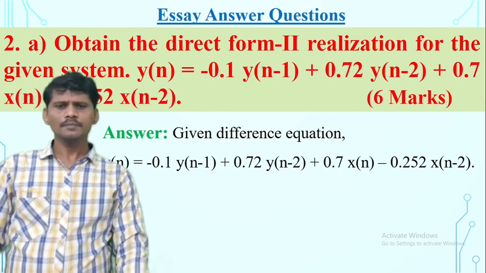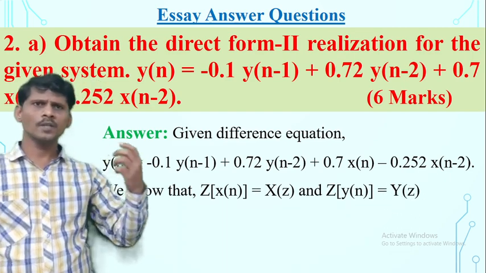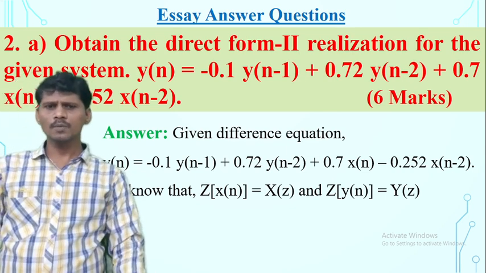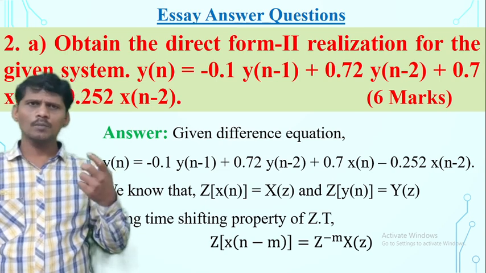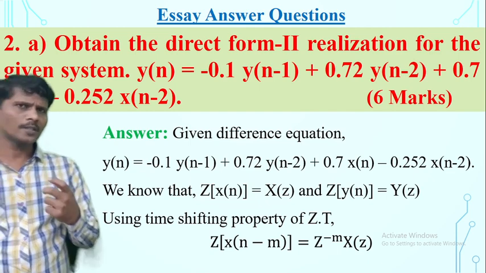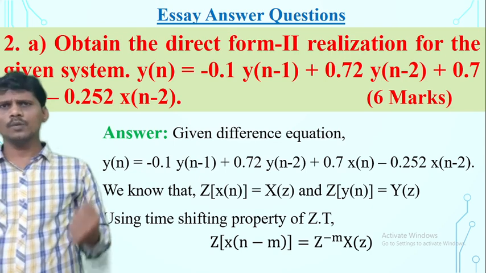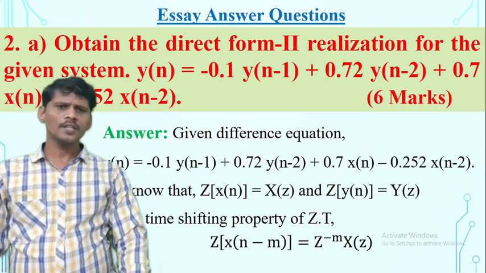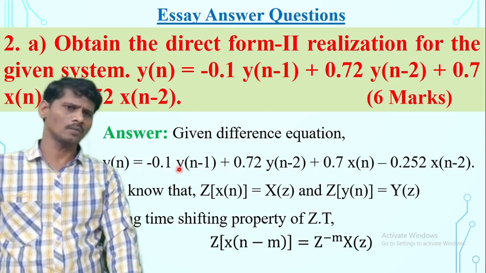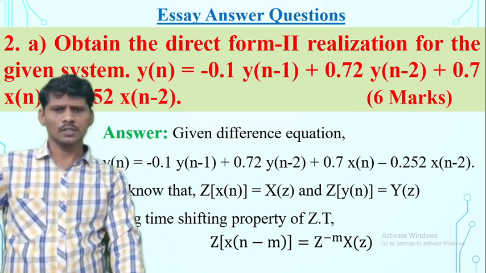So we know that the z transform of x of n is X of z, and the z transform of y of n is Y of z. Using the time shifting property, the z transform of x of n minus m is z power minus m X of z, and similarly the z transform of y of n minus m is z power minus m into Y of z. So first take the z transform on both sides of the given difference equation.